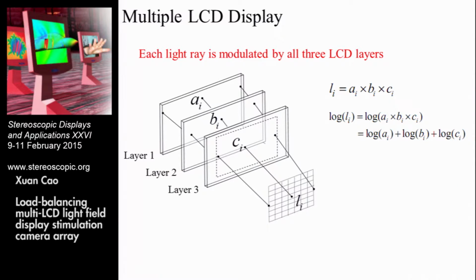Each light ray can be projected back to all LCD panels, and we can find the intersection point with each LCD panel. The light ray can be expressed by the product of the 3 intersection pixel values, and we can also express the light rays by the summation of the 3 intersection pixels in the logarithmic field.